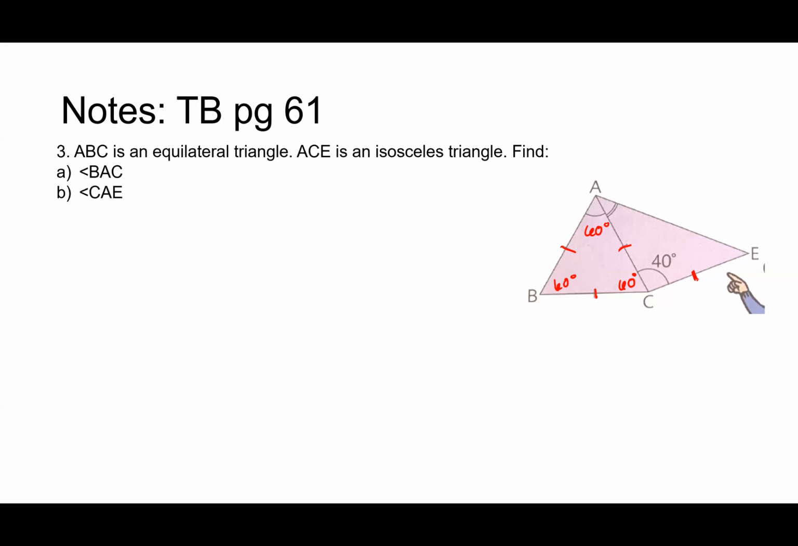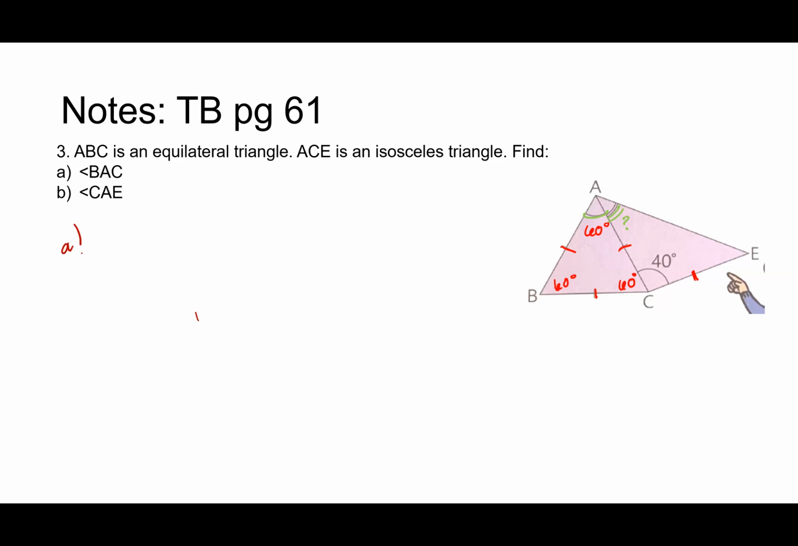Find angle BAC. Let me just change colors here. Oop, not purple. The triangle's purple. Okay, find angle BAC. We want this one. Oh, that's a no math one right there, isn't it? And find angle CAE. So this one. Okay, well, let's do the no math one first.